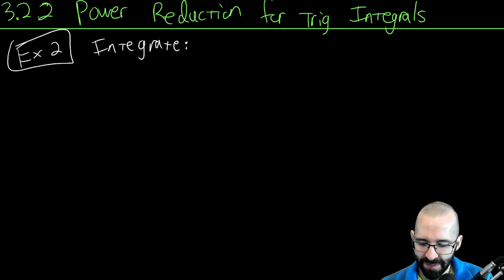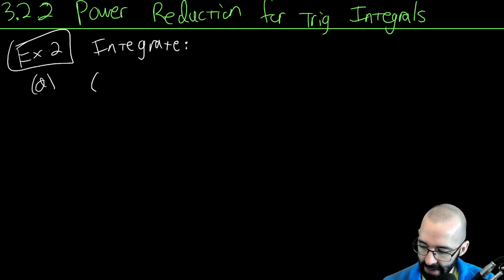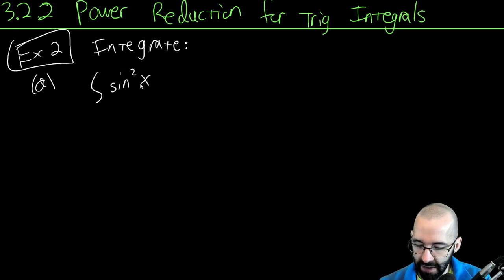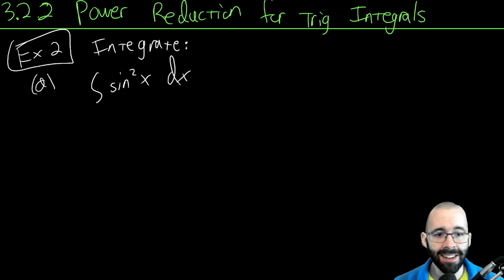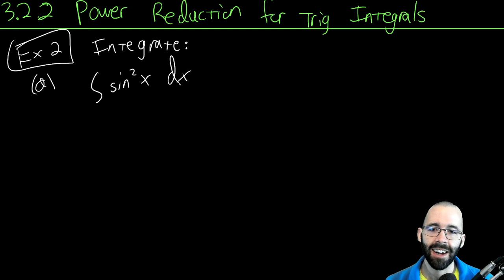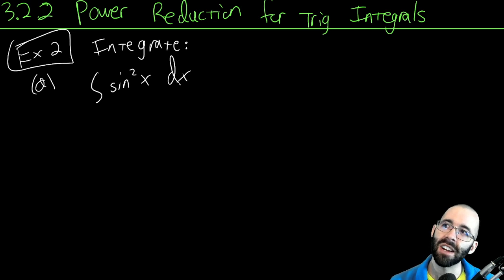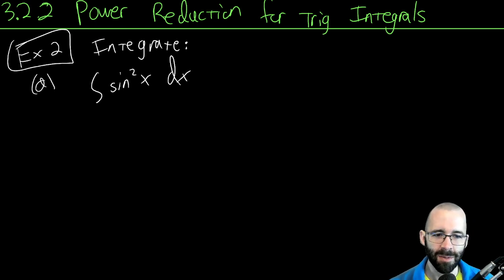Integrate, part A, the integral of sine squared of x dx. This looks easy. We can't do a u substitution because there's no cosine. Integration by parts: if we took the derivative of sine, we'd get cosine. If we took the antiderivative of sine, we'd get negative cosine. Now integration by parts would lead us in a loop. There might be some tricks that we can use to make it work, but we're not going to.